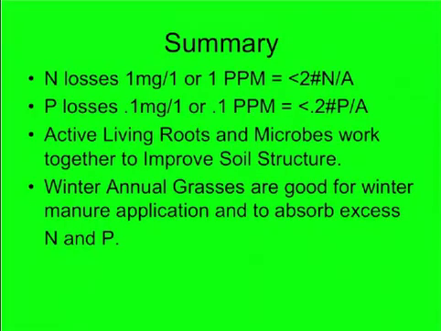So in summary, we're basically looking at N losses around 1 milligram per liter, and that would be 1 part per million. We need to get this down to less than 2 pounds of N per acre. P losses, we have to be 10 times lower than that, 0.2 of a pound of phosphorus per acre. We're working with using active live roots and the microbes to work together to improve the soil structure, and we're looking at winter annual grasses are good for manure application to help absorb that N and P.